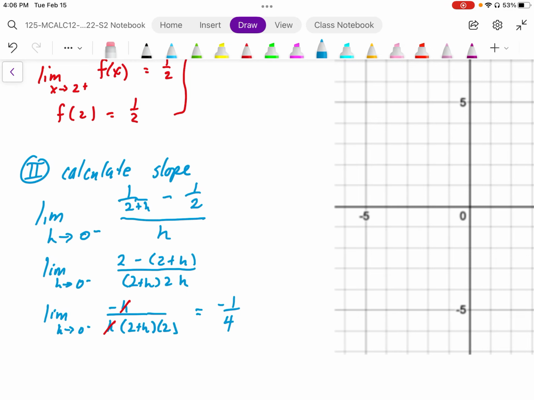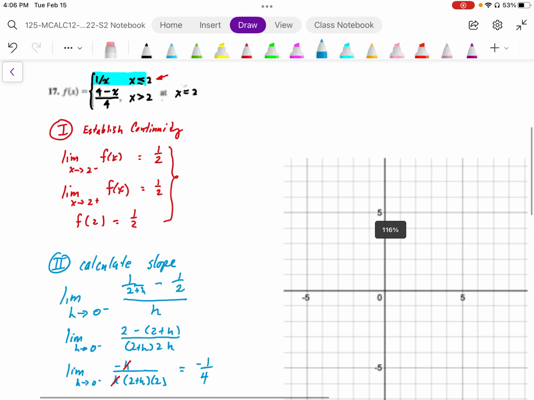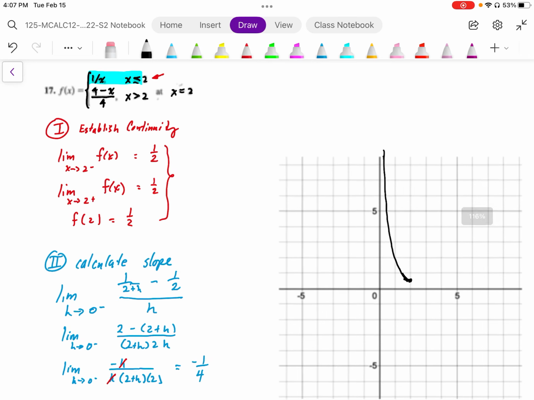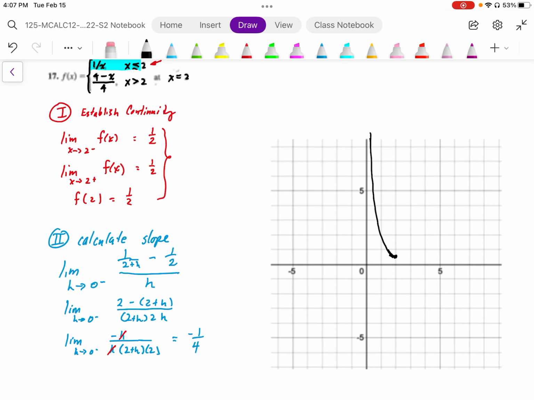So from the left-hand side, this is a rational function, and I'm just going to start drawing this. 1 over x at x equals 2, it's a rational function, and it's going to have a graph that looks like this, and the slope at that point is negative 1/4, approaching it from the left-hand side. So then I'm just going to draw a tangent line here. That's going to have a slope of m equals negative 1 over 4.